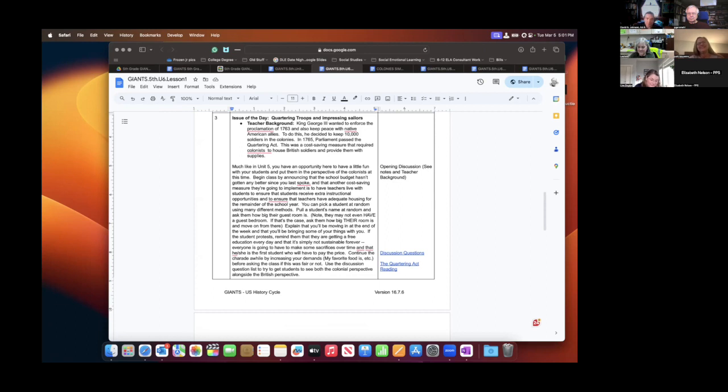Pick a student at random. Use any method, but pull a student's name at random and just say, Phil, how big is your guest room? And they may not even have a guest room. And if that's the case, if Phil says, well, I don't have a guest room, Dave, then you could go, okay, how big is your room? Because I think that's probably where I'll stay.